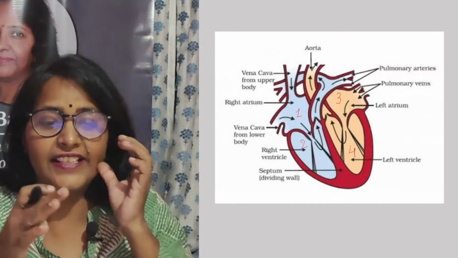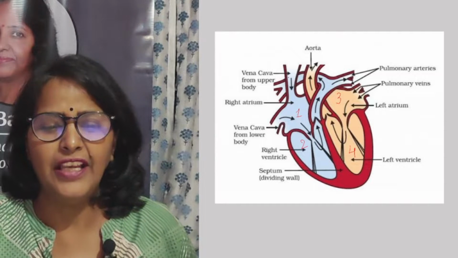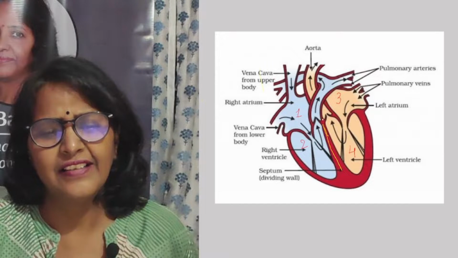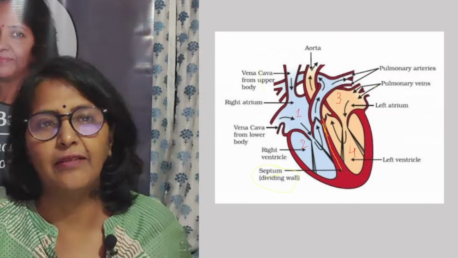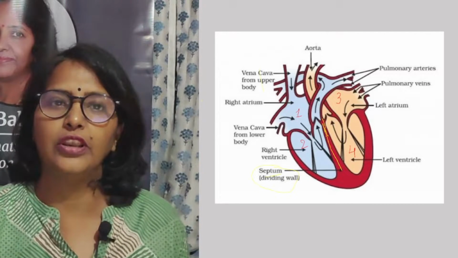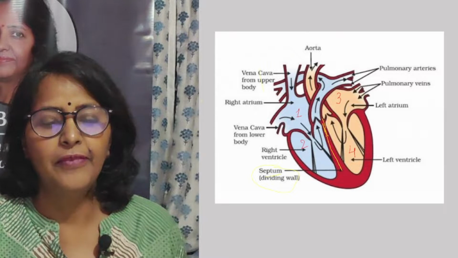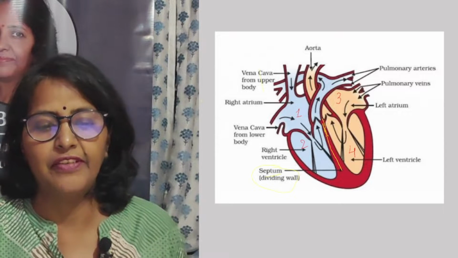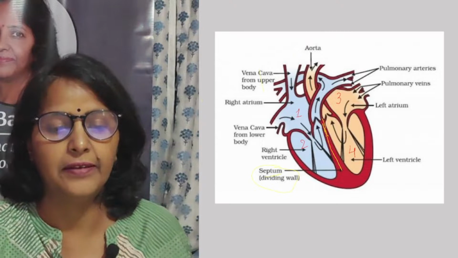The right side is completely separated from the left side by a septum, the dividing wall between the right side and the left side. That means the blood on the right side is completely separated from the blood on the left side. So we have four chambers: the right atrium and right ventricle, and similarly on the left side the left atrium and left ventricle. The upper chambers are the atria and the lower chambers are called the ventricles.